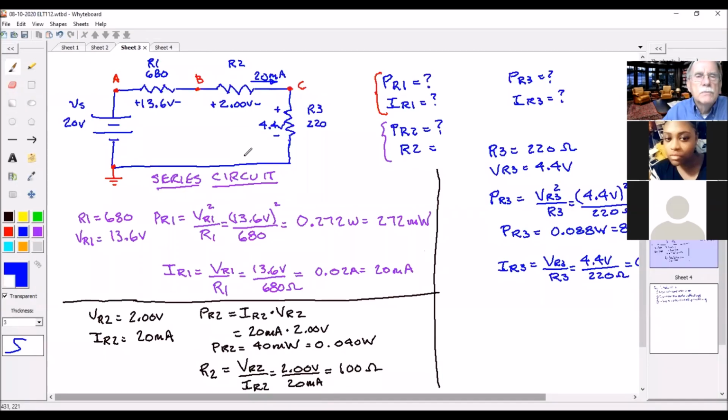Okay, let me talk about this. In this circuit, what I was saying was, if you're calculating stuff for a resistor, you have to use the values that apply to that resistor. In this case, the voltage that we were given for the 680 ohm resistor was 13.6 volts, so we use that to find the current. We were given the current and the voltage over here, so we use that to find the resistance.